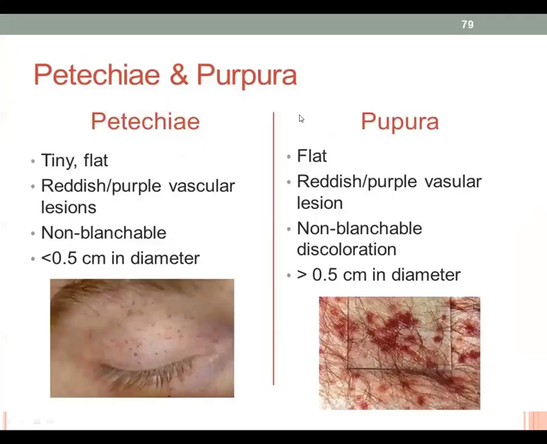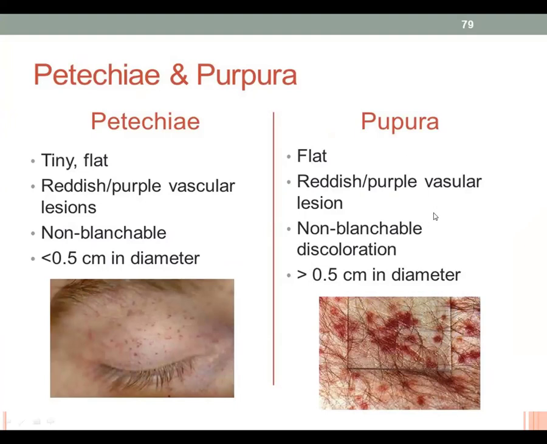Now, what is petechiae and what is purpura? Petechiae are tiny flat lesions, reddish to purple in color, and these are non-blanchable lesions. They are less than 0.5 centimeter in diameter. They are just pinpoint lesions. You can witness them if there is a vessel wall abnormality, or if there is a decrease in the platelet count. So petechiae can be there.